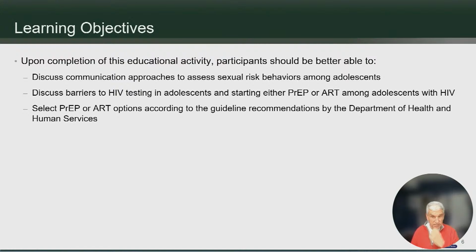Learning objectives are to discuss what makes adolescents different, to discuss the barriers to testing and starting either PrEP or ART among adolescents, to discuss also the way we talk to adolescents, our communication approaches, to assess sexual risk behavior, and then finally to select PrEP or ART options according to guidelines recommended in the United States by the Department of Health and Human Services.